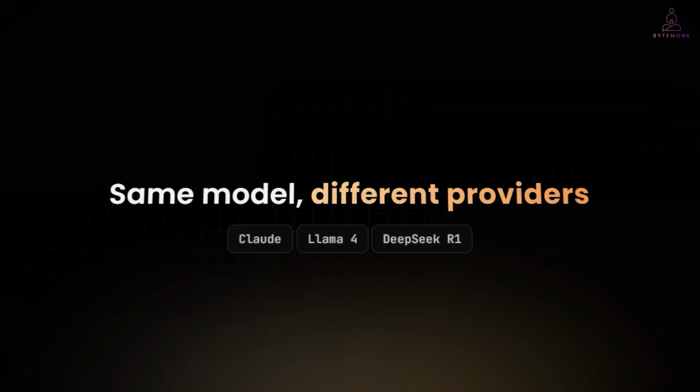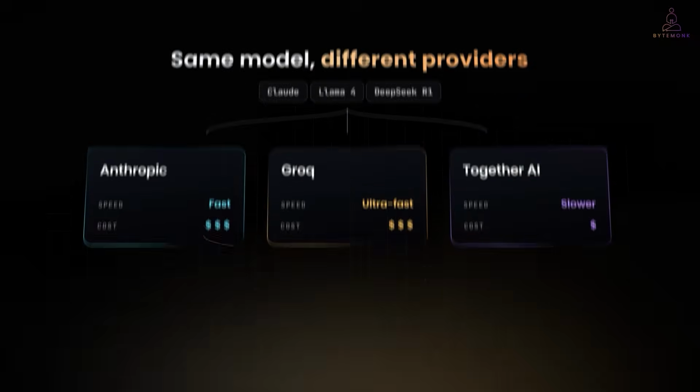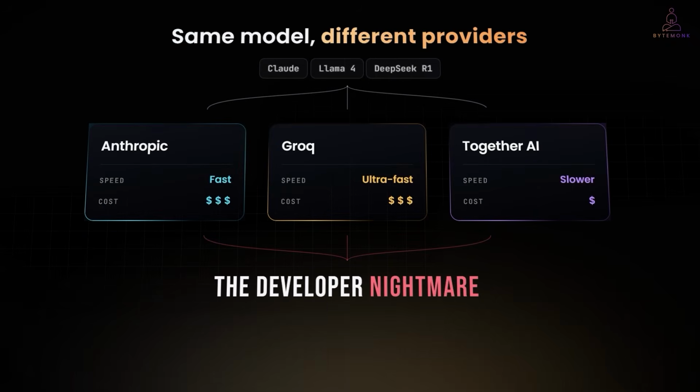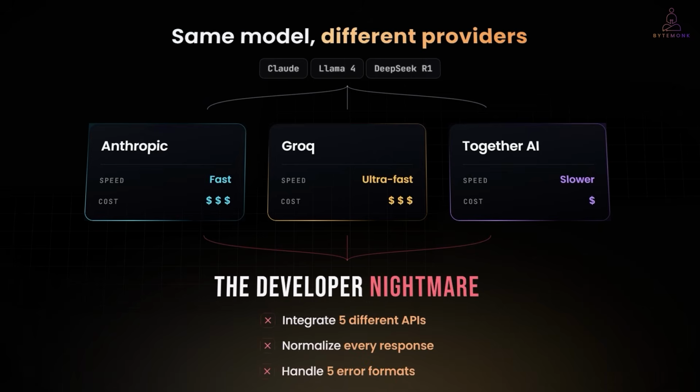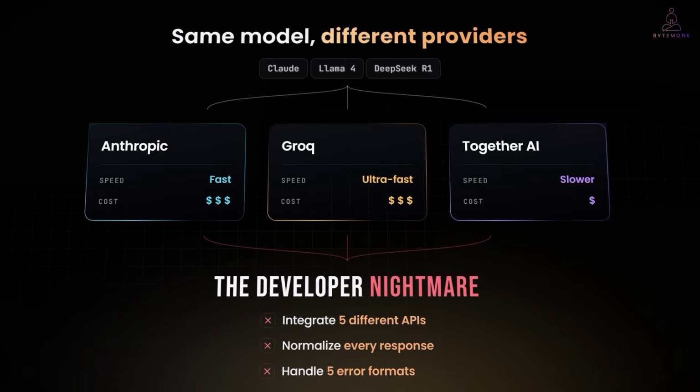So now you have a real question. Same model, different inference providers, big price gap, big speed gap. Who has the time to go shop providers for every model, integrate 5 different APIs, normalize all the responses, handle 5 different error formats? Most teams don't. They pick one provider and they overpay, quietly for months. Or you use a layer that has already done all of that work.